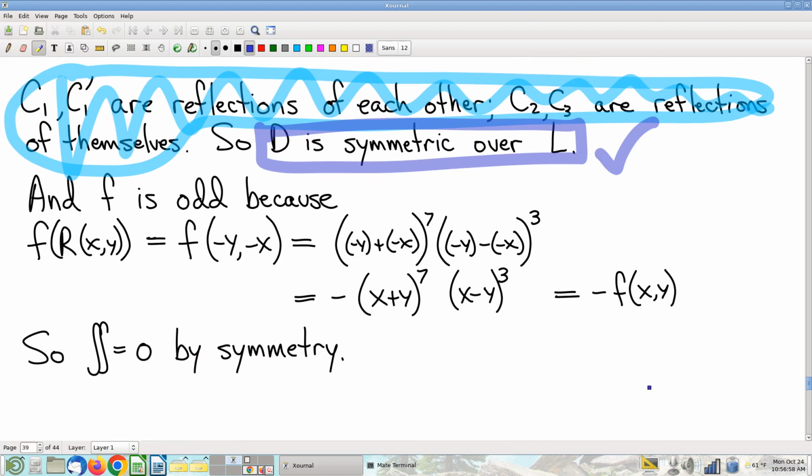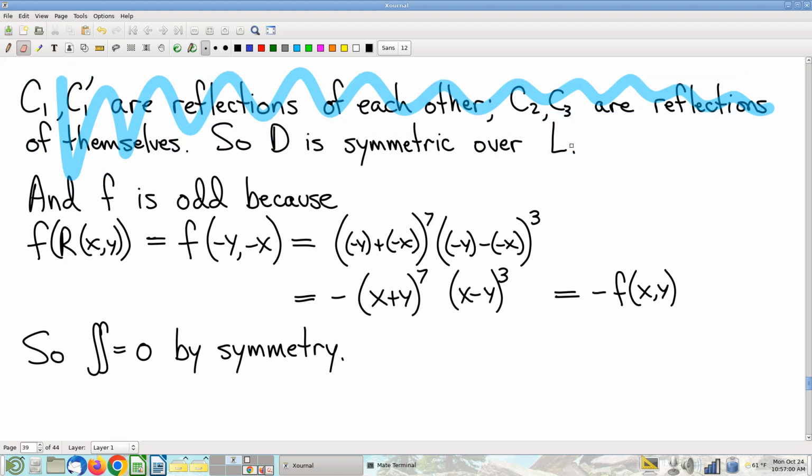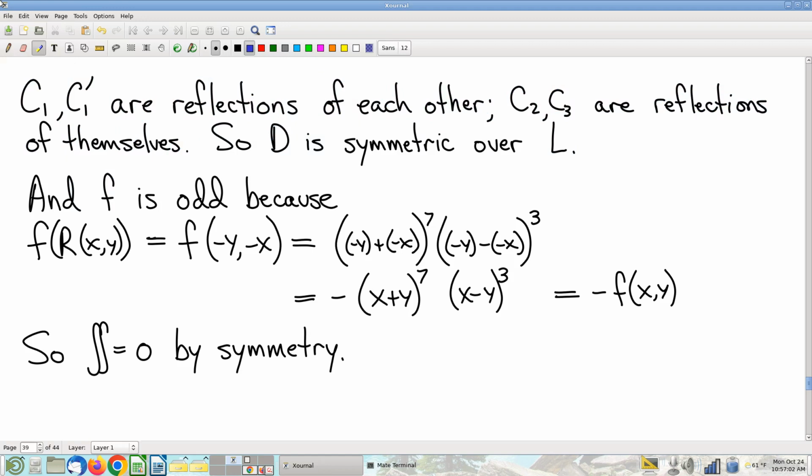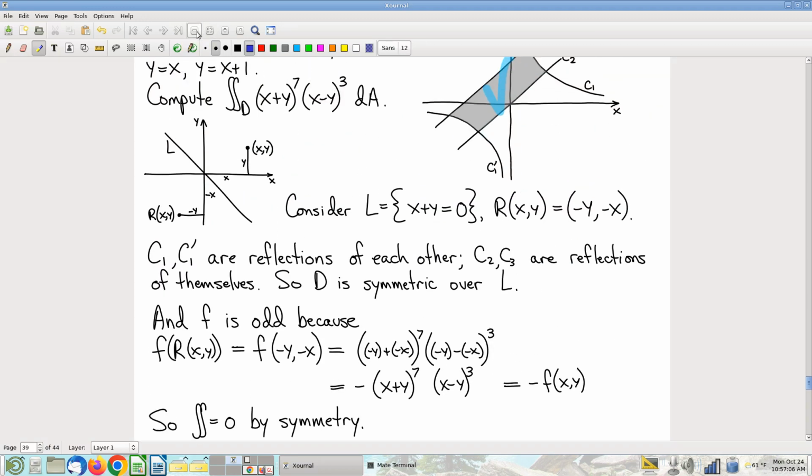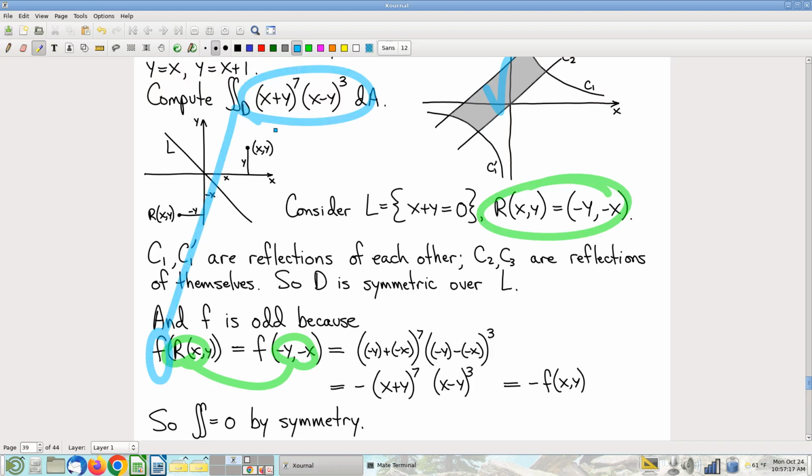Okay. Then we need to know that the function is odd, and conveniently we have a formula for our function. And you got to be careful with this. Let me zoom out so I can fit all this in. Here's our reflection that I need to plug into my function f, which is this thing up here. And let's slowly and carefully talk this through.